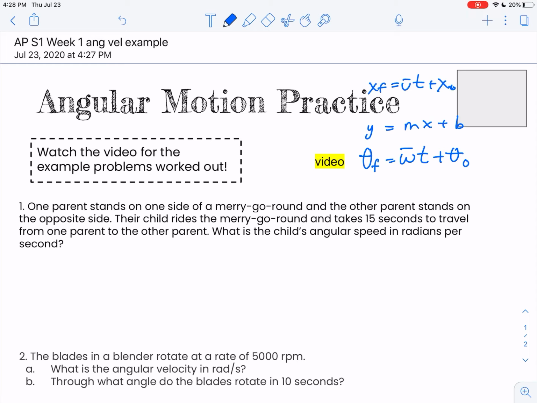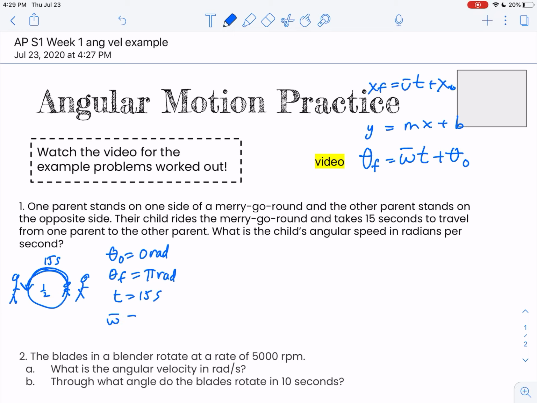These are pretty simple, but you really want to get in the habit of first drawing some kind of a picture. So we have the kid, one parent, another parent, and the child is going to go around here in 15 seconds, halfway or so. You also want to make a list. We'll assume it starts at 0 radians, and it ends halfway around the circle, which is pi radians. Hopefully you remember that from math. The time is 15 seconds, and omega is the unknown.